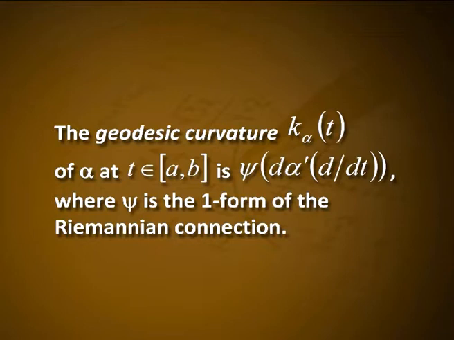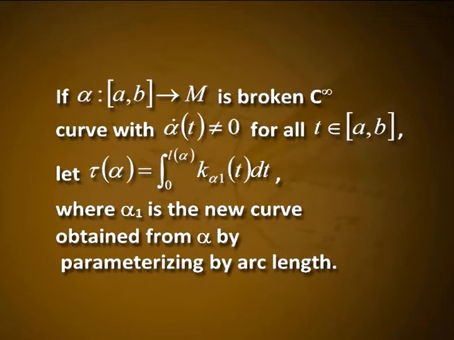Next definition. The geodesic curvature k_alpha(t) of alpha at t in [a, b] is psi of d alpha dash by dt, where psi is the one form of the Riemannian connection. Notation: if alpha from [a, b] to M is a broken C infinity curve with alpha dot(t) not equal to 0 for all t in [a, b], let tau(alpha) be equal to the integral from 0 to l(alpha) of k_alpha1(t) dt, where alpha 1 is the new curve obtained from alpha by parametrizing by arc length. If M is a smoothly triangulated manifold, then tau can be considered as a one cochain relative to the triangulation.